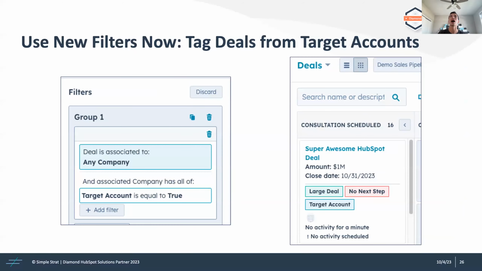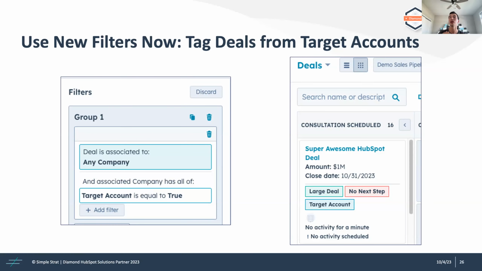So let's say we've got companies. Let's say we're using the ABM tools inside of HubSpot. We're labeling companies as target accounts. That data lives on the company record. But let's say when I open up my deal view, I want to very quickly at a glance see all of my deals that are associated with my target accounts.